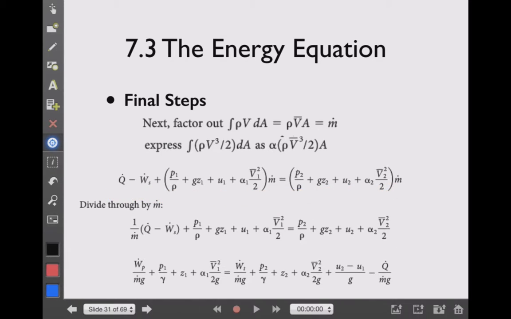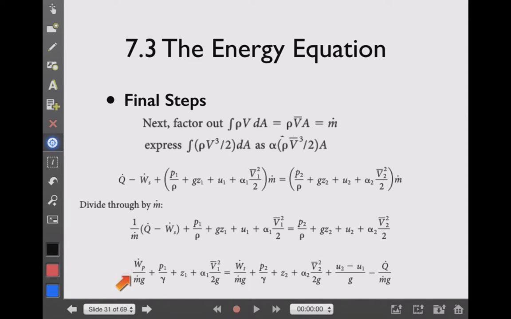If we divide through by m dot now, we've got m dot here and m dot there, so these terms are now divided by m dot, and these are all really looking like Bernoulli's equation. If we go one step further and divide through by gravity, this will now be rho g. That'll turn into a gamma. The g cancels here, and we begin to see some things that look like velocity head, and this equation looks a lot more like Bernoulli's.